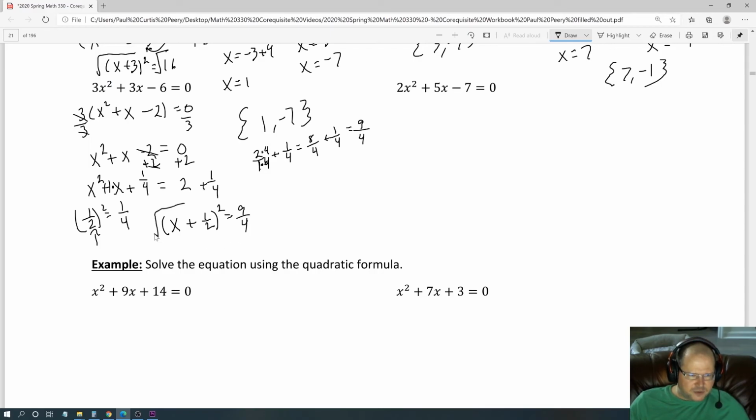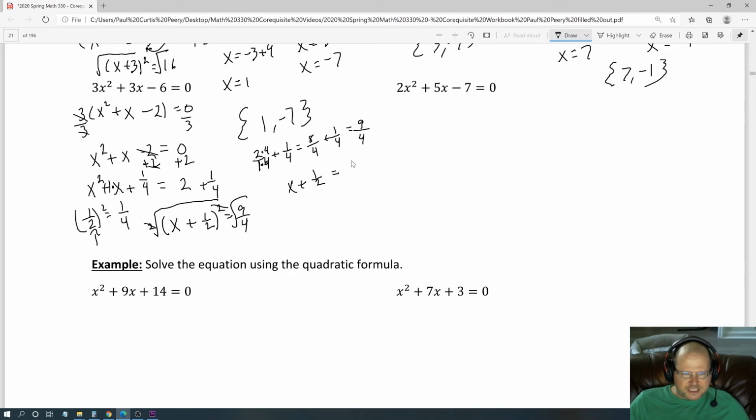Now what we want to do is take a square root of both sides. Okay, so that would give me x plus 1/2. These just basically cancel out, right? That square there and the understood and implied index of 2. Square and square root undo each other, basically, right? Gives me that, and then the square root of 9/4.